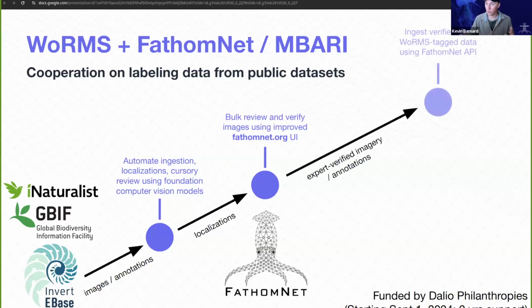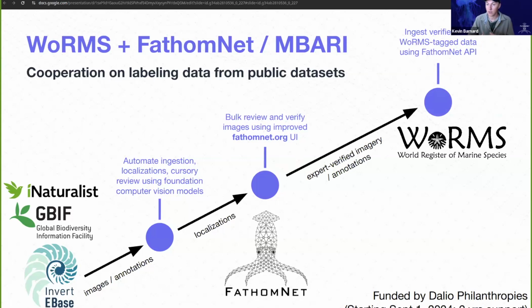Right, both the WoRMS and FathomNet team will be collaborating to verify this imagery and to really curate this to a high quality, at which point it's going to be ingested also back into the WoRMS systems so that they can also present this data and make it useful to their users. So this is an effort that we're really excited about. It's been ongoing since September of last year, and we have two years of support generously funded by the Dahlia Philanthropies for this effort.